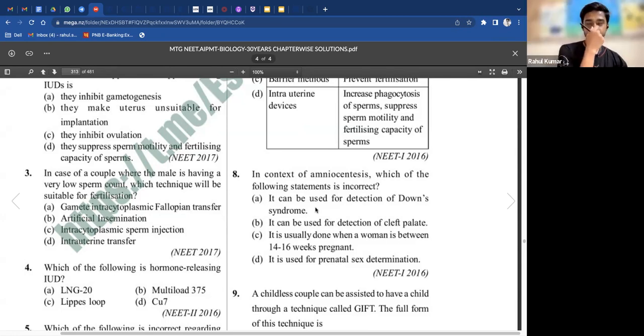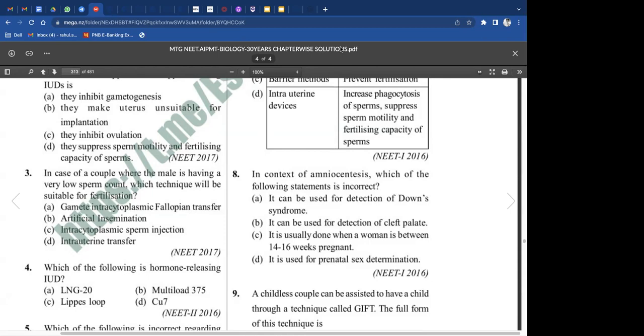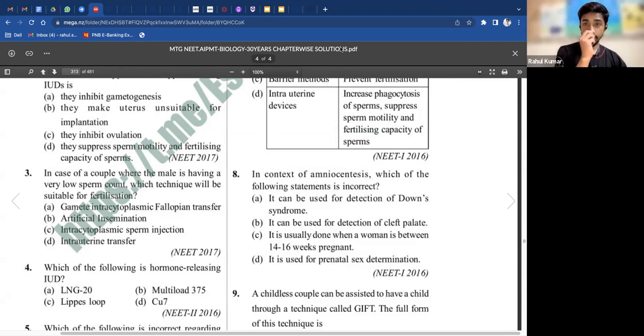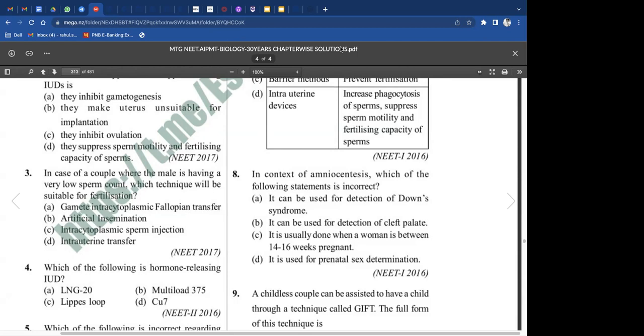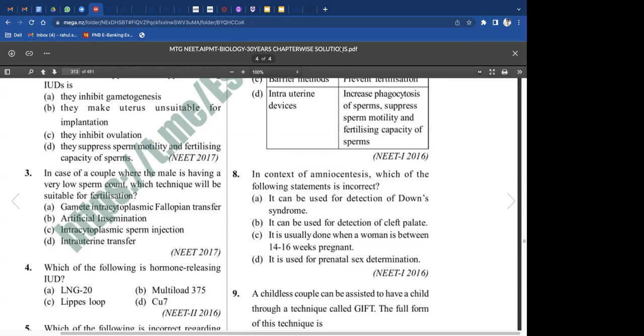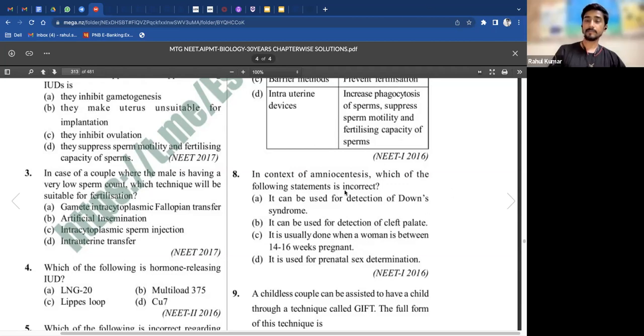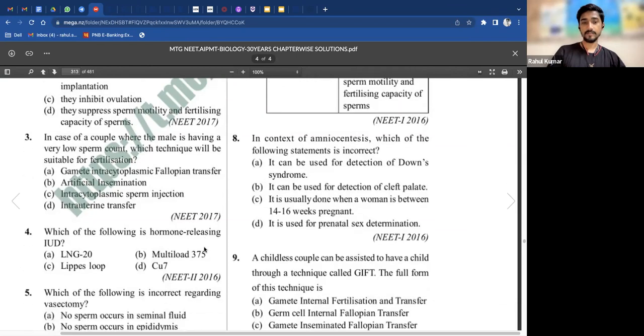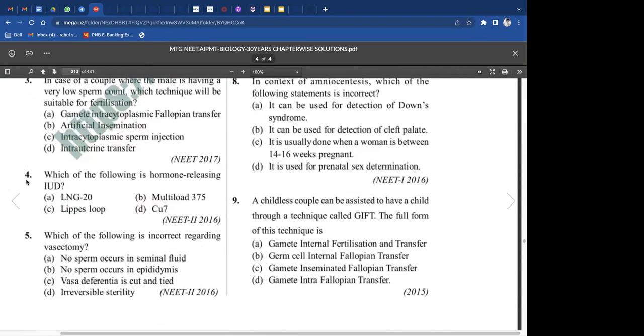Cleft lip is where the upper lip is not properly formed at the time of birth. It actually has a furrow, so the upper lip is like this. It is a developmental disorder. And you are right, B will be the right answer because it cannot be figured out through amniocentesis. So you have to read the questions carefully. Is it asking for incorrect or correct, right? Yes.